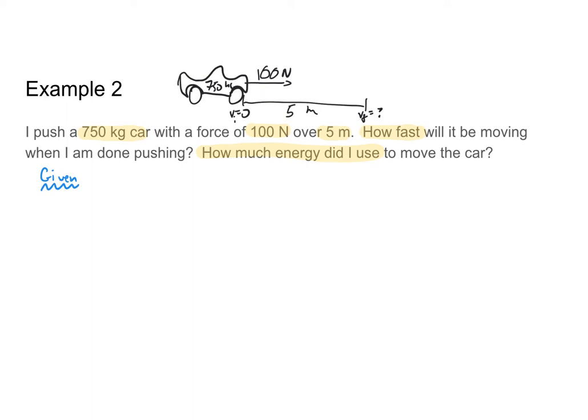I know that my mass is 750 kilograms, the force applied to the car is 100 newtons, and the displacement of the car is 5 meters. I also know that my initial velocity is 0. From that, I can go ahead and list out my unknown, which is my final velocity.